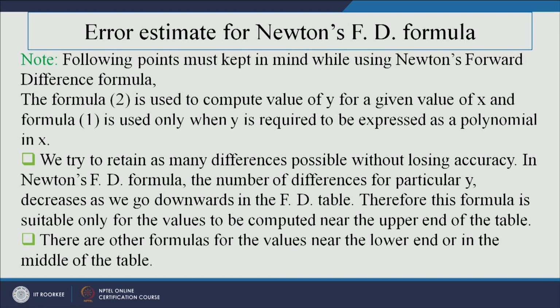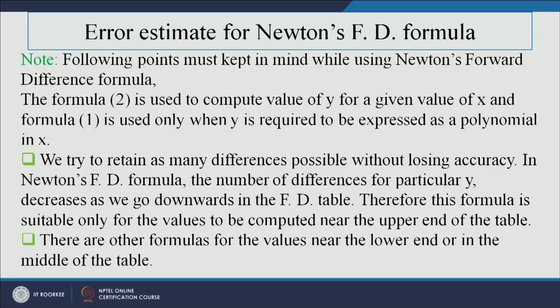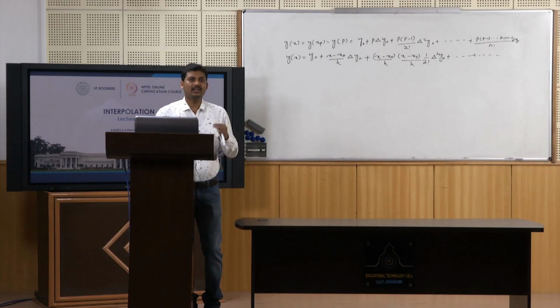In Newton's forward difference formula, the number of differences for a particular y decreases as we go downwards the table, if you see. And if we want to find the value at the beginning of the table, this formula is the suitable formulation to evaluate values at the start of the table, or in the upper end of the table. There are other formulas which you can use for the computation of values near the middle or end of the table.